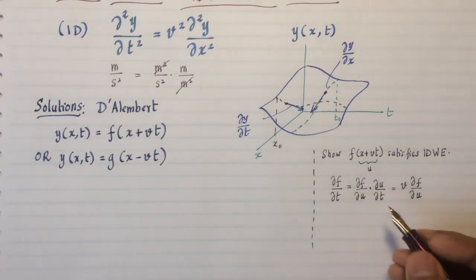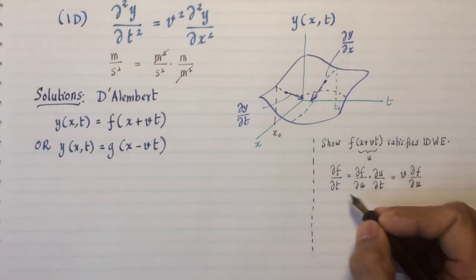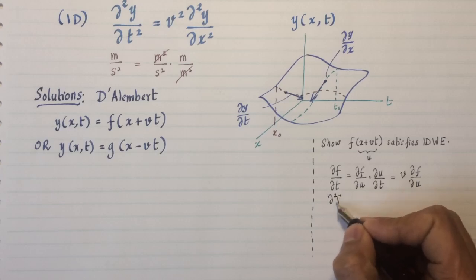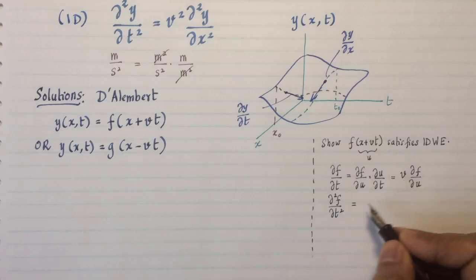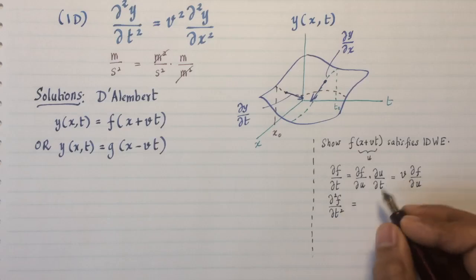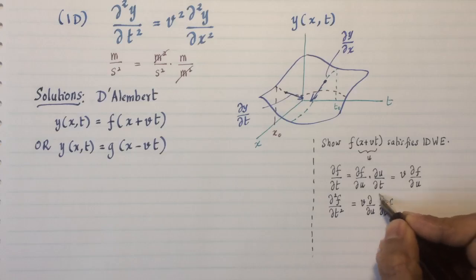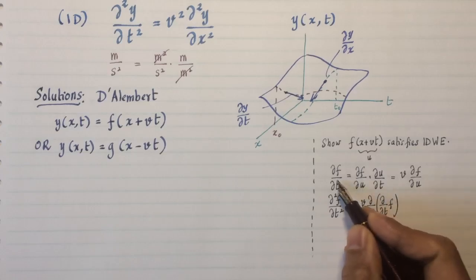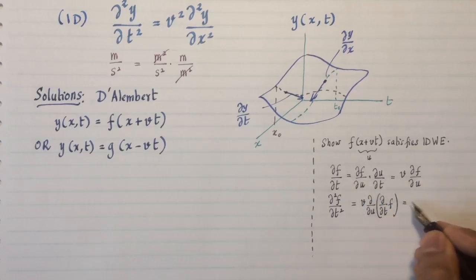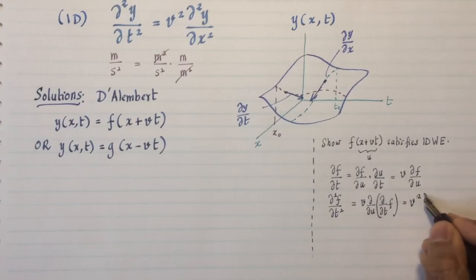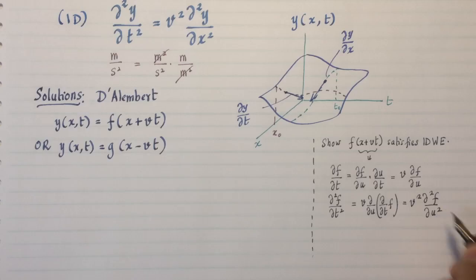Let's take another partial derivative. When I do del 2f by del t squared, well, that's just going to be del by del t of that. So it's just going to be v del by del u times del by del t of f. But del by del t of f I've just worked out here. So I'll just substitute that back. So I'll get v squared del 2f over del u squared.